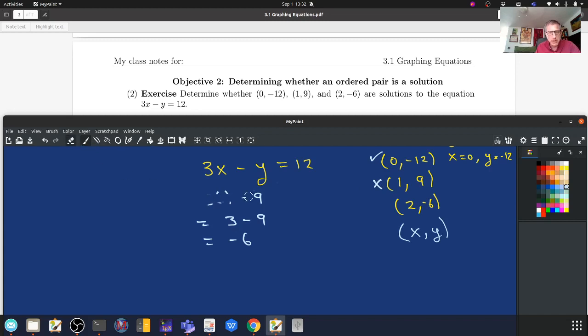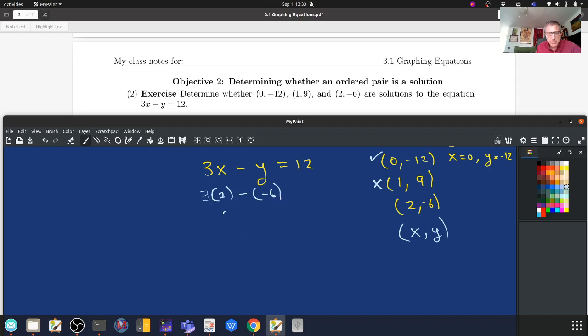Let's do another one. Or if you want to stop and pause and do the remaining two on your own, of course, be my guest. The next one we're going to check is 2 and minus 6. Remember, the minus lies on the y value, and it has to bring its minus with it. So I have 3, the value of x is 2, minus y has to bring its negative.